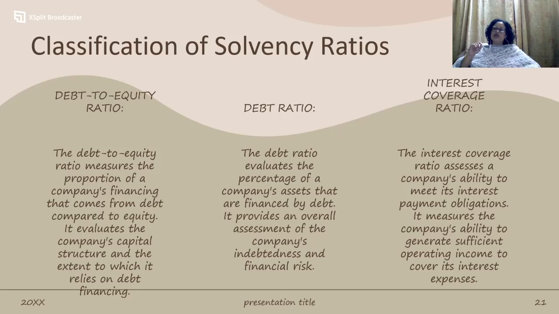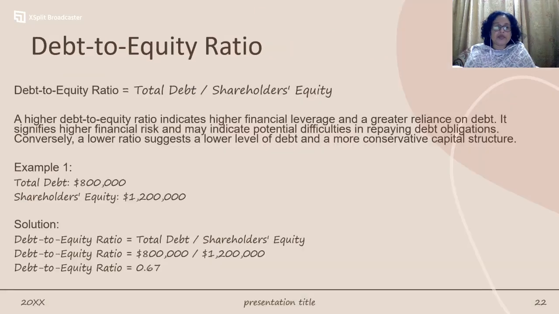Interest coverage ratio. The interest coverage ratio assesses a company's ability to meet its interest payment obligations. It measures the company's ability to generate sufficient operating income to cover its interest expenses. Example, a debt equity ratio, total debt by shareholders' equity.